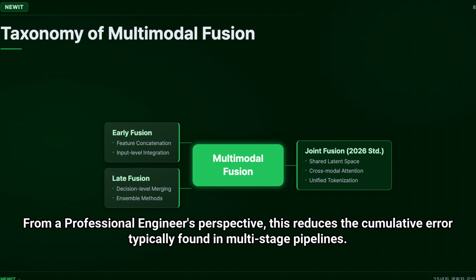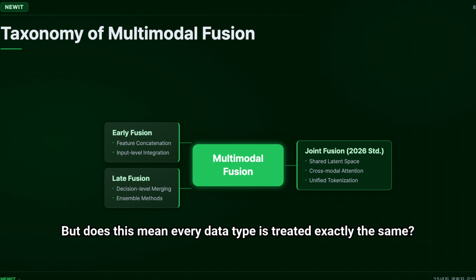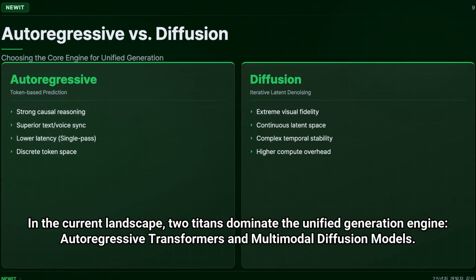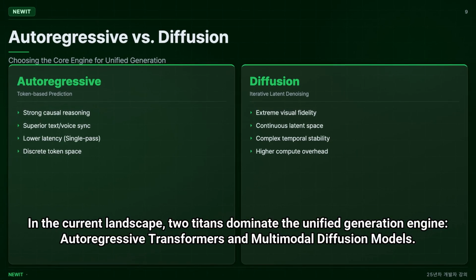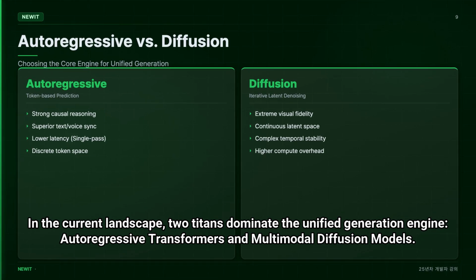From a professional engineer's perspective, this reduces the cumulative error typically found in multi-stage pipelines. By treating every modality as a sequence of tokens in a single transformer backbone, we achieve a level of coherence that was previously impossible. But does this mean every data type is treated exactly the same? Not quite. Teaser: the way these models actually generate these tokens varies significantly between two dominant philosophies, which we will compare next.